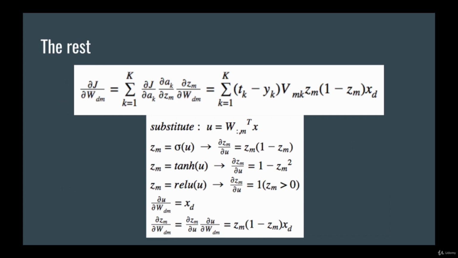The rightmost derivative shouldn't be too hard at this point. I've assumed we're using the sigmoid activation function, but we know the derivatives for all the other activation functions too. Here I'm just substituting u for the activation at the hidden layer. And since u is just a dot product, we already know its derivative, it's xd. Finally, we can combine all these terms together, and we arrive at the expected answer.